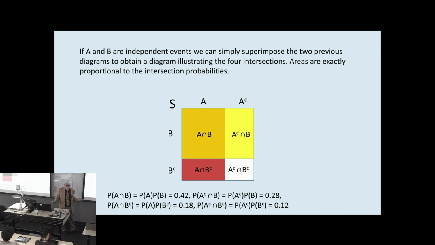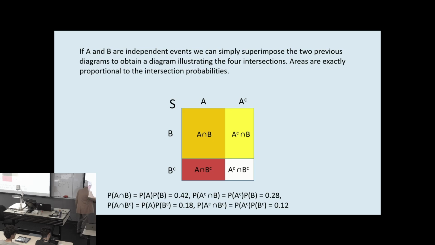They're all perfectly area proportional, and we can get all those intersections by multiplication. Probability of A intersect B is the probability of A times the probability of B, which is 0.42. And in fact, this rectangle is exactly 42% of the whole rectangle. Okay, and I can go through and get each of these. Probability of A complement intersect B: probability of A complement times the probability of B is 0.28. And that's exactly 28%.